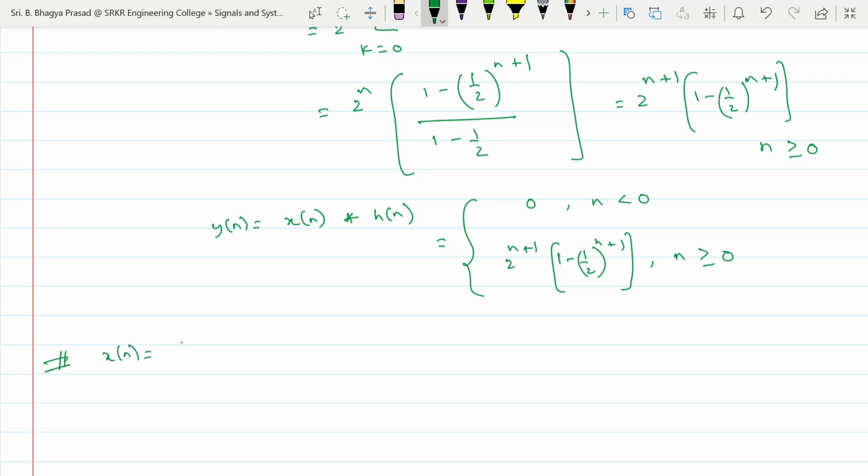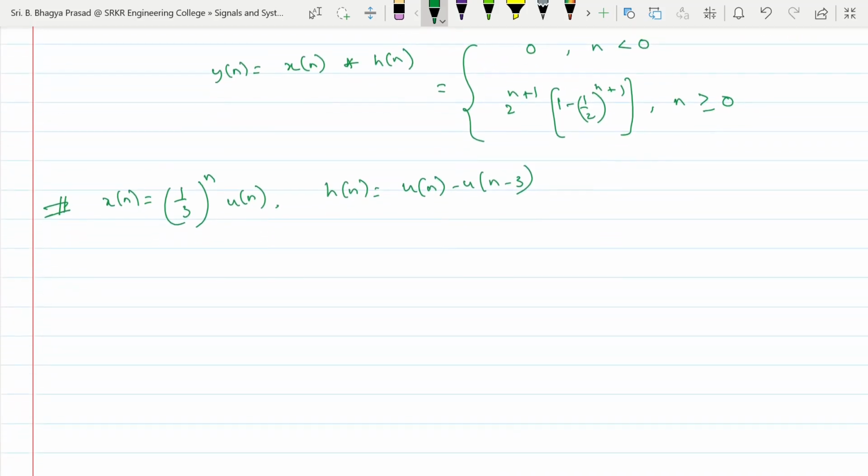x of n equal to one-third power n times u of n, and h of n is u of n minus u of n minus 3. So one-third power n is an exponentially decaying sequence like this. I'm directly writing in k: 0 1 2 3 4 5 6. And what is h of n? u of n minus u of n minus 3 is subtracted from u of n.